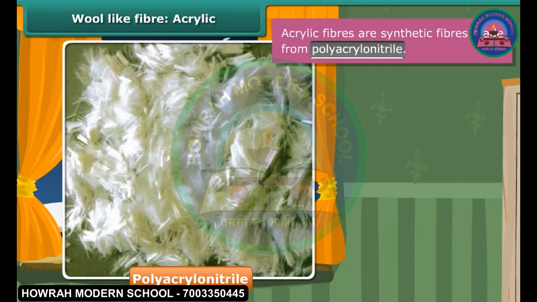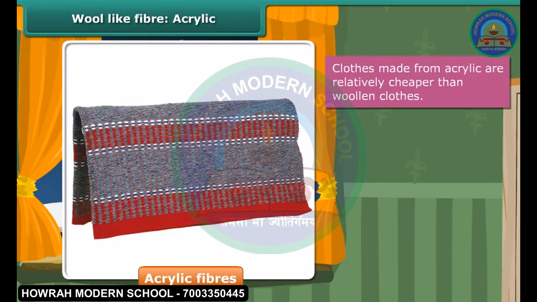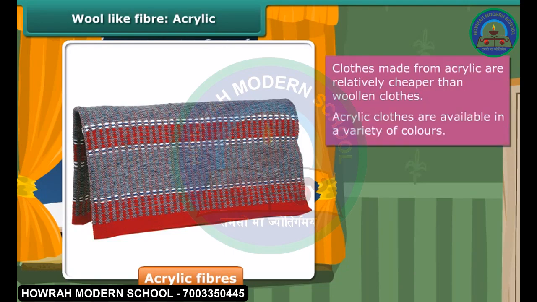Can you think of any advantage of acrylic fiber over wool? The wool obtained from natural resources is quite expensive, whereas clothes made from acrylic are relatively cheaper. Besides this, they are available in a variety of colors. The disadvantages are that acrylic tends to fuzz easily and that it does not insulate the wearer as well as wool or cashmere.